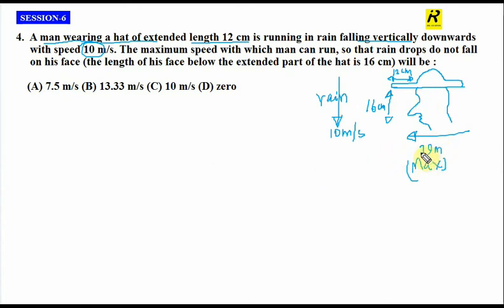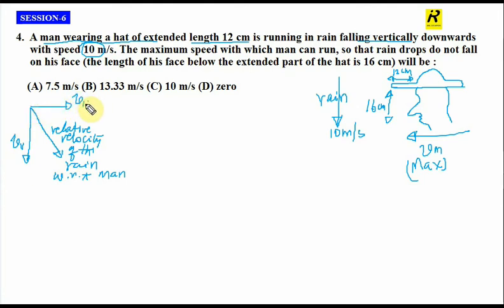So as soon as the man starts running and rain is falling vertically downward with velocity say Vv, and as soon as the man starts moving in the said direction here, the rain will get a relative velocity with respect to the man like this. This arrow mark is showing the relative velocity of the rain with respect to the man. At this moment the rain will get some horizontal component of velocity. So this is the relative horizontal component of rain with respect to man.